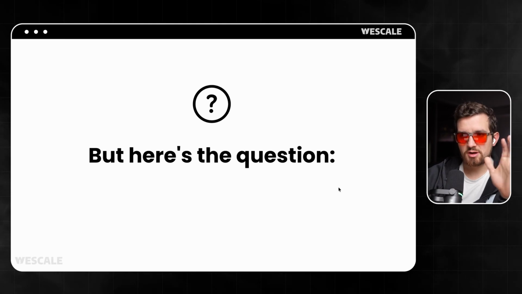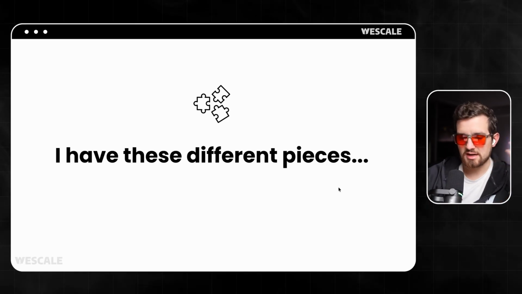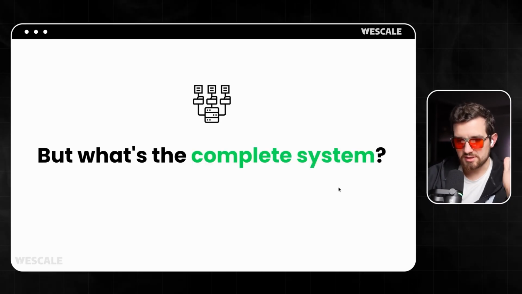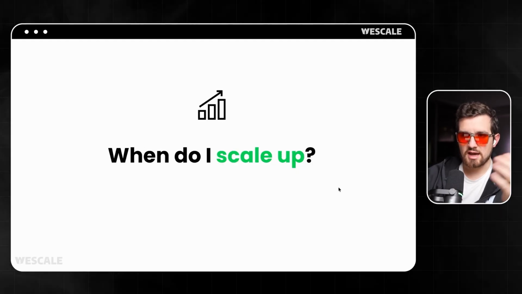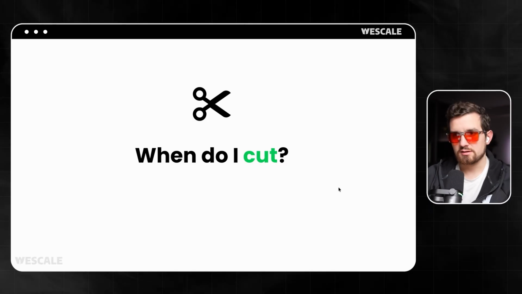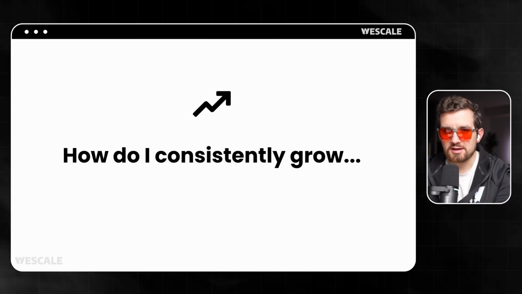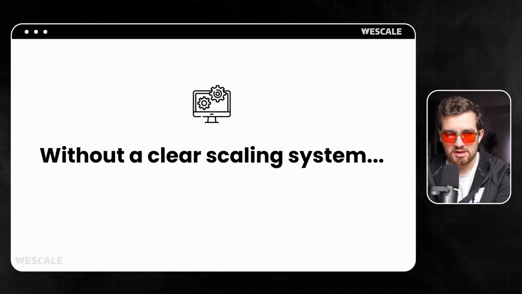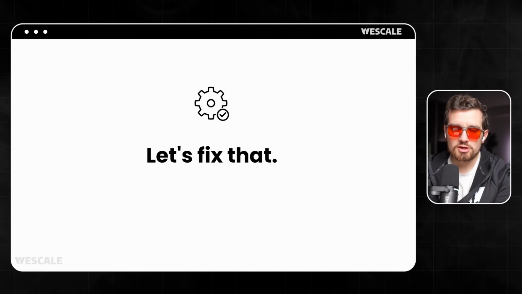But the question that I had at this stage primarily was, so I have all these different pieces. I know I can send emails and I have some flows set up and I have ads running and I make some designs, but what is the complete system? How do these all work together? Where should my focus be placed? And when and how do I scale up? And on the flip side, when do I cut? And how do I consistently grow and bring profitable days back to back to back inside my ad account? And ultimately scale from 3K to 5K to 10K per month. And without a clear scaling system and decision making framework to follow, students and myself included end up just making random decisions. So let's fix that right now.